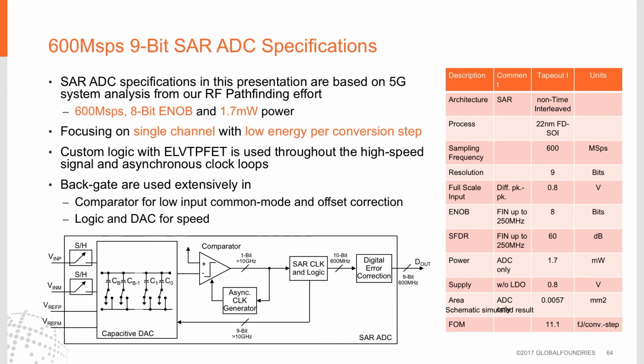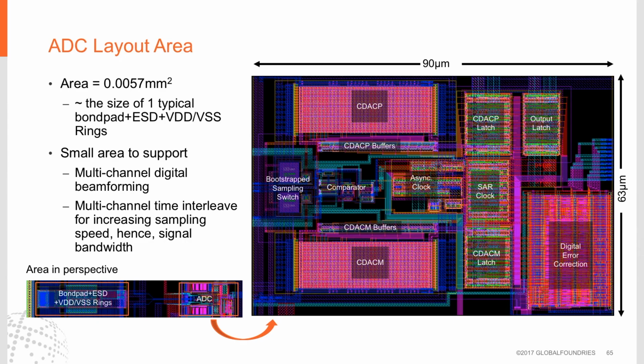So backgate biasing can be used to save power when needed or turn it on when performance is required. And this is just a layout of that ADC showing that it occupies about the same area as a typical bond pad.